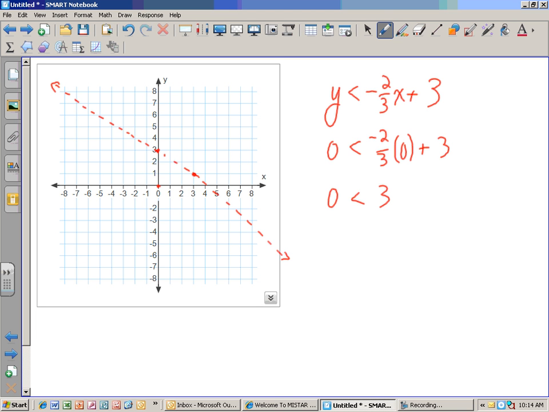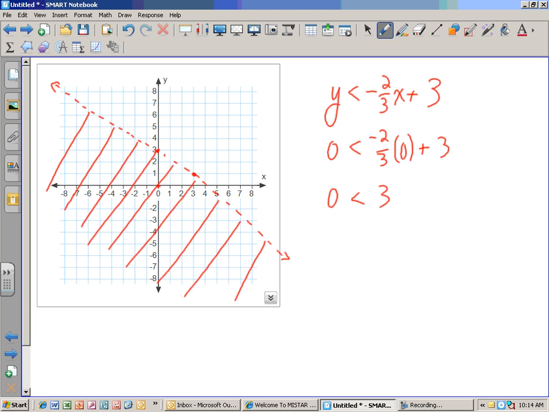No. That means that when I plugged in this point here below the line, oh, 0 is less than 3. Yeah, 0 is less than 3, so it works. So it works. That means all these numbers will work. And that's how we show shading.